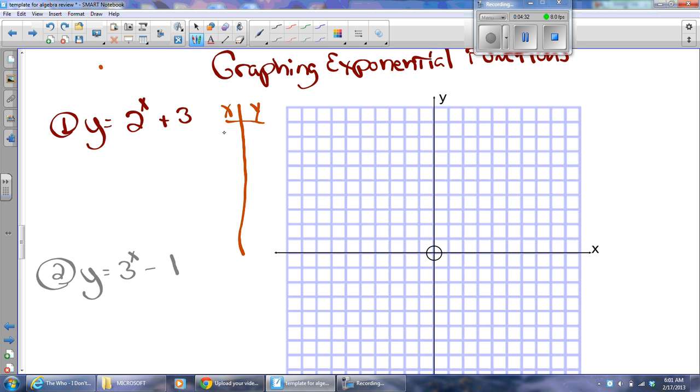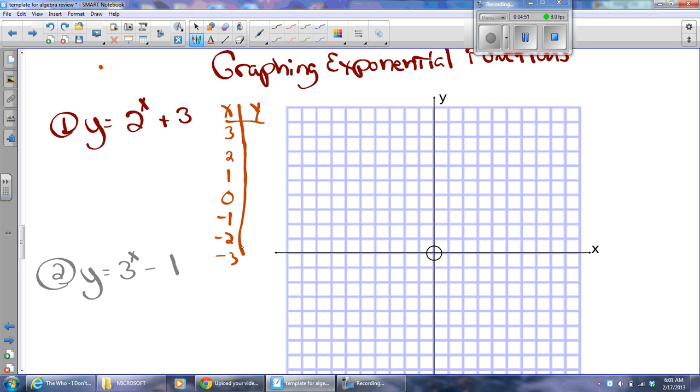And let me see here. I think 3 is going to get too big. I'm going to put 2, 1, and I can do 3. I'm going to do this one the long way. You don't have to do them all this long. 3, 2, 1, 0, negative 1, negative 2, negative 3.